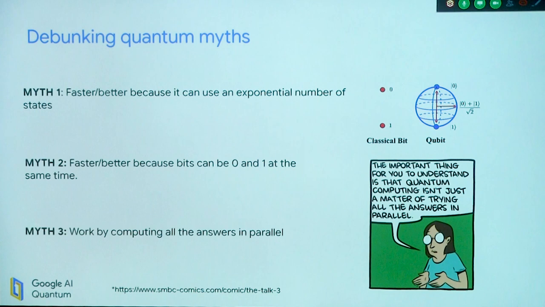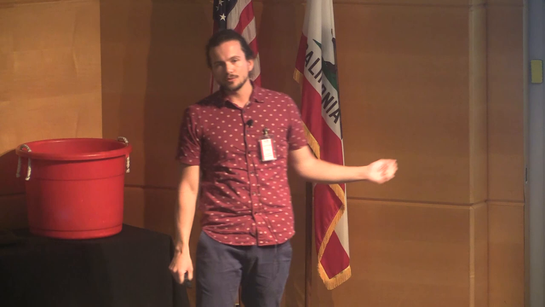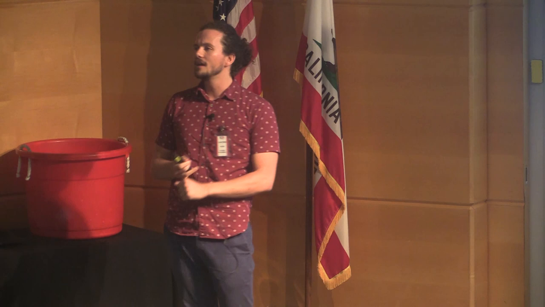And so I'll just read for you. The important thing for you to understand is that quantum computing isn't just a matter of trying all the answers in parallel. So it is true that you can give it all the inputs you want, and it will compute on all of those inputs and give an answer. But unless they constructively interfere in just the right way, like that ball interfering with itself, they will just produce for you an answer at random, which is no better than trying a single input at once.